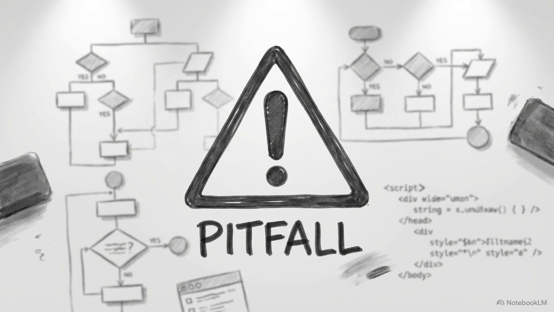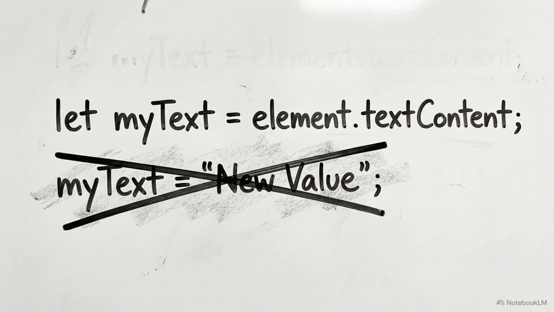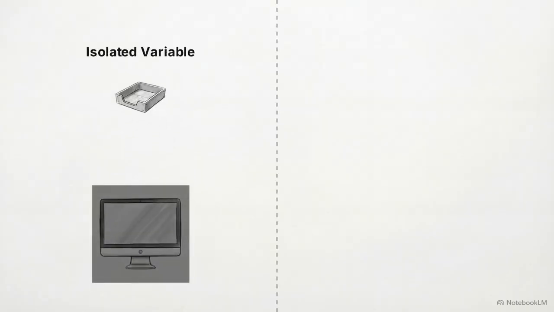When trying to change that text, many beginners make a common error. They grab the element's text content, save it to an independent variable, and then try to update that new variable instead of the element itself. This diagram shows exactly why that fails. On the left, data flows into an isolated variable container, updating local memory but detaching from the screen.